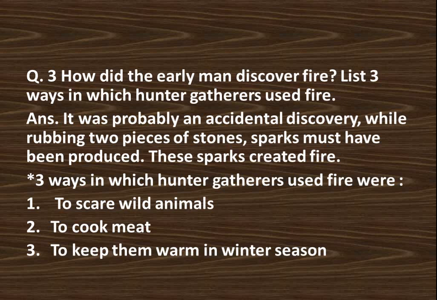Then the 3 ways in which hunter-gatherers used fire were to scare wild animals, as we know that they are scared of light or lightning. So that is why they were using it to scare the wild animals, to cook meat, or you can say roast meat, to keep them warm in winter season, and even for the purpose of light. So these were the different questions.